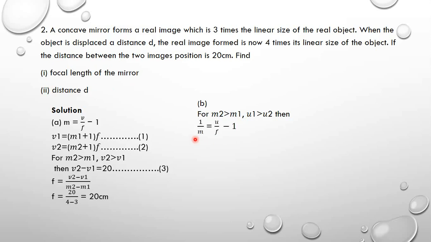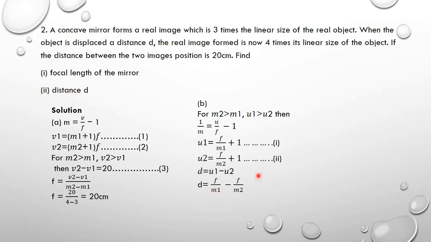Now let's use this second one. Since we are talking about u, we shall use the second one, which has u. Then we shall have 1 over m is equal to u over f minus 1, and then make u the subject. We shall get u1 is equal to f over m1 plus 1, and then also u2 is going to be f over m2 plus 1. Now we have the two, u1 and u2. We shall subtract 1 minus 2. Since we want d, we shall get u1 minus u2, the difference, the displacement d.